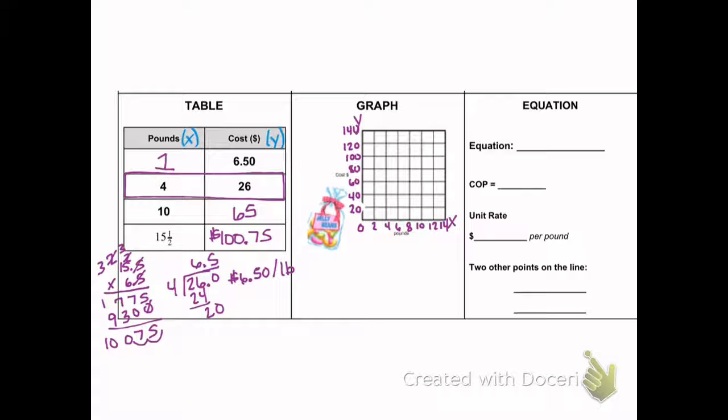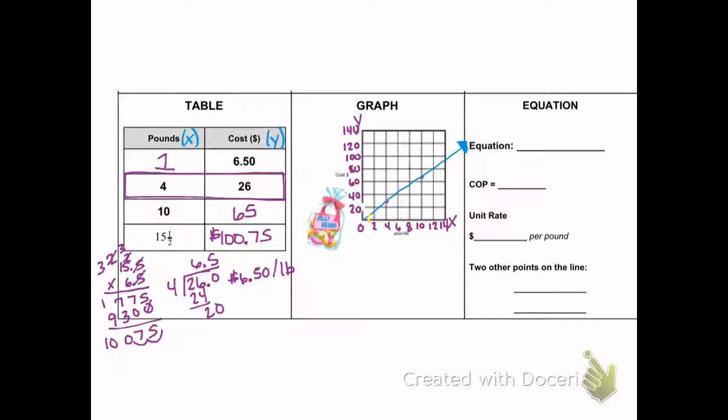And then I'll just graph a couple of those points so I can see that I've got a point at (4, 26). So right 4 up 26, so about right there. I've got a point at (10, 65), so right 10 up 65, so about right there. And then I can connect those. And then that graph also represents the constant of proportionality, because again, we could zoom in. 1 would be about right there, and you can see that that's at about $6.50, not quite halfway to 20.